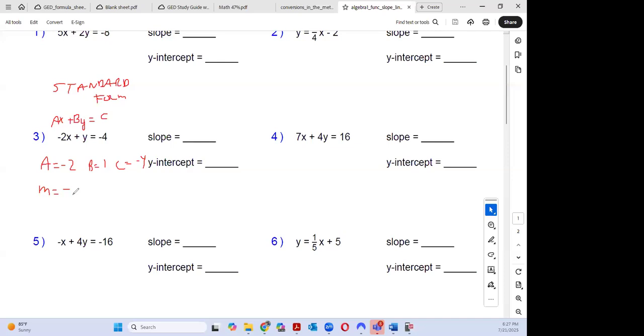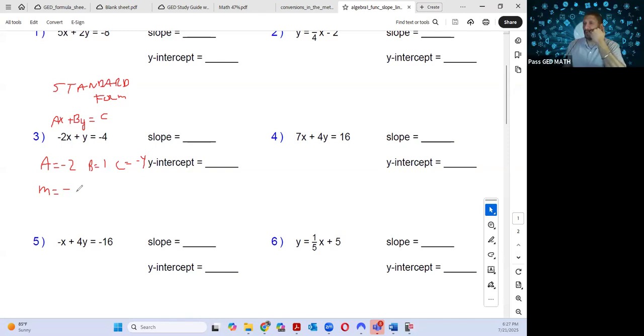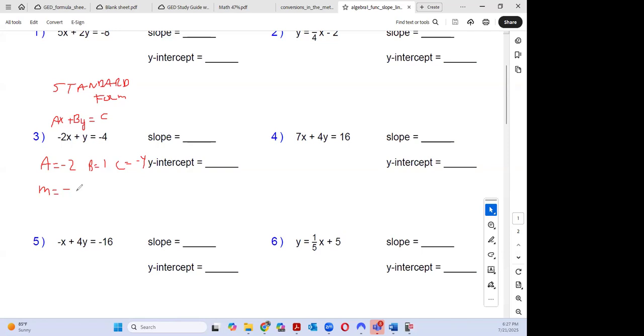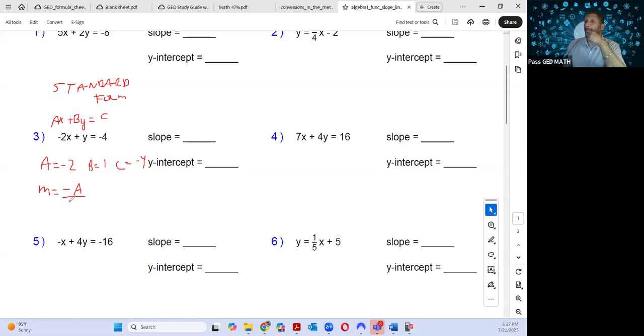Can anybody help her? Would it be A negative? Over. Negative A B. Over. Negative A over B.